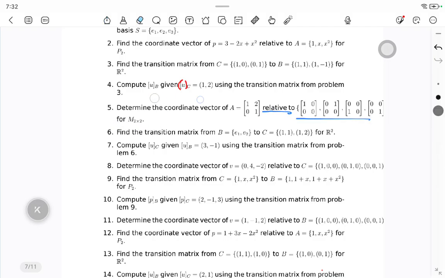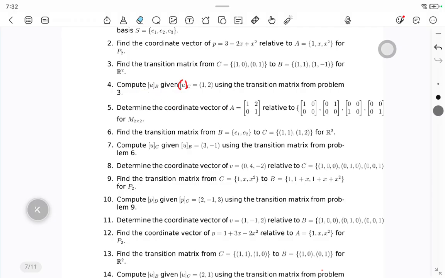So in other words, if they want us to find the coordinate of A, it means that we must do, what is it that we must do, guys? Let me know here. What is it that we must do here? Must find the coordinate vector of A. What is it that you think we should do here? I'm waiting for you guys to reply. We're on number 5.